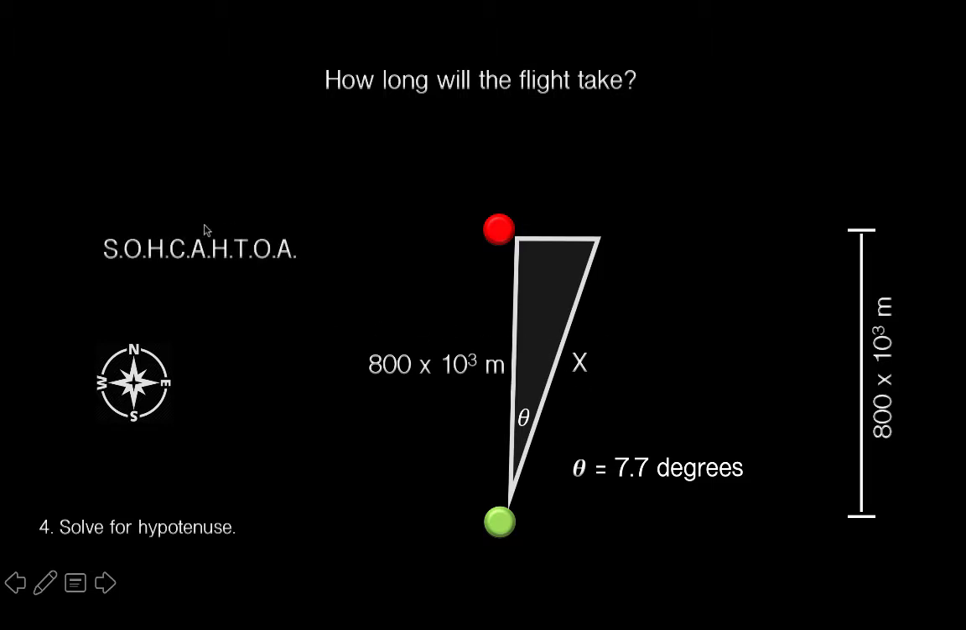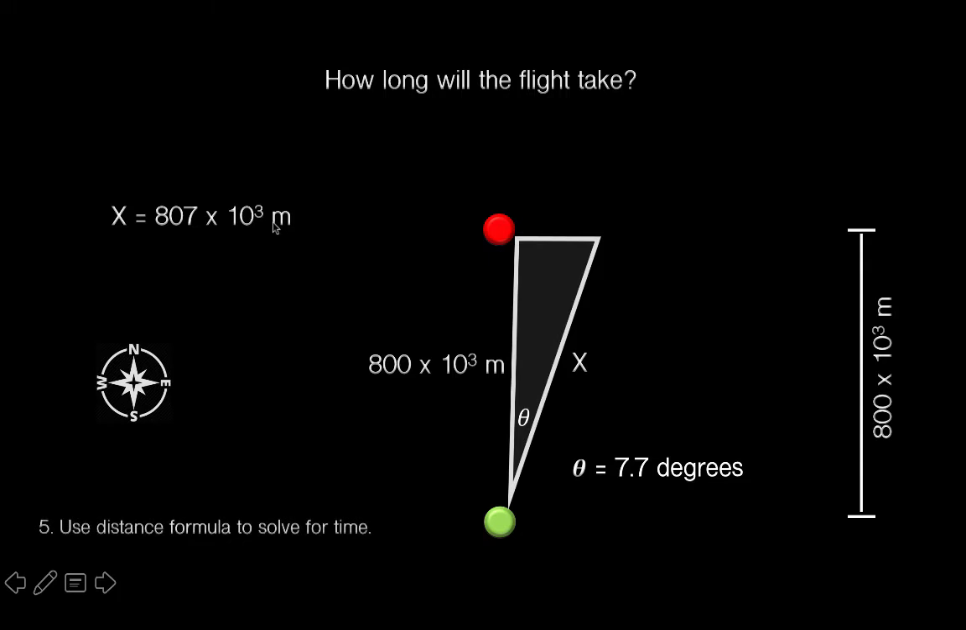So again, we're going to use SOHCAHTOA. This time we have the hypotenuse, and then we have the adjacent side. So we're going to use cosine. Cosine of 7.7 equals 800 times 10 to the third over x. Solving for x, we have x equals 807 times 10 to the third meters.